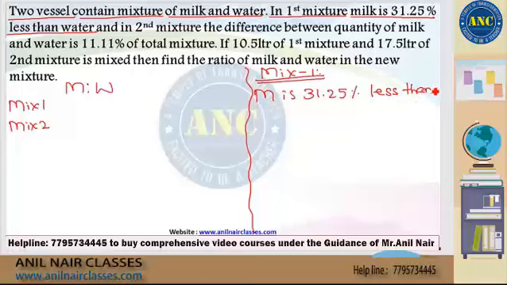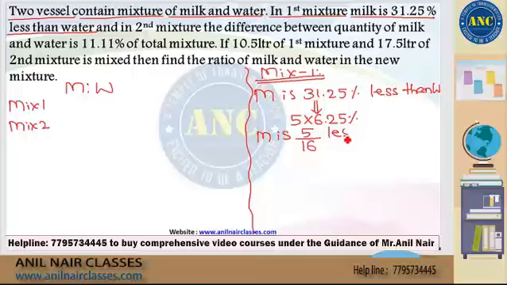That means, can I say that milk is 31.25%? First of all, for your information, 31.25 is 5 into 6.25%. 6.25, I taught you in my fraction to percentages as 1 by 16. 5 into 1 by 16 is 5 by 16. That means milk is 5 by 16 less than water.